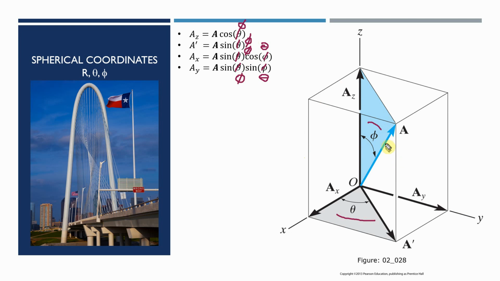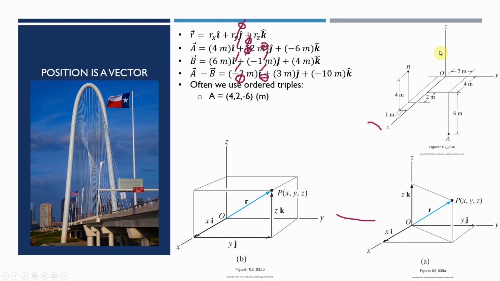So Az equals the magnitude of A times cosine phi. A prime is the magnitude of A times the sine of phi, the sine of this angle. That's A prime. And then you multiply it by the cosine of theta to get Ax, and you multiply the length of A prime, A sine phi, times the sine of theta to get Ay. And I better clear the marks off so you guys don't keep seeing them.